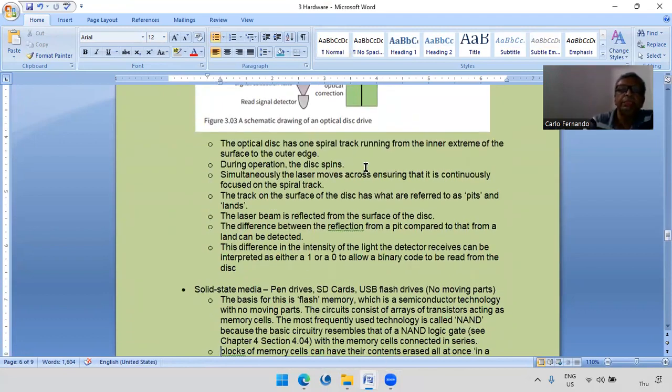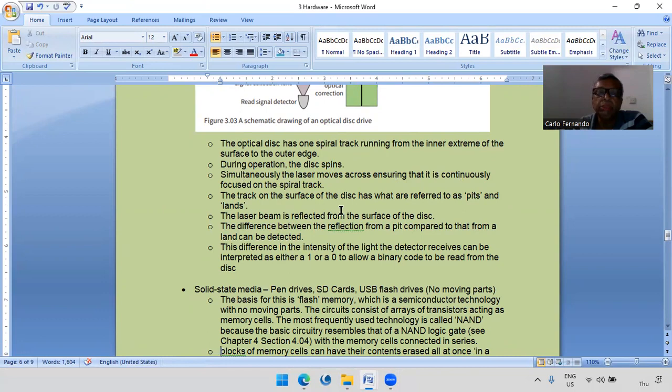During operation, the disc spins, all right, that we know. Simultaneously, the laser moves across, ensuring that it is continuously focused on the spiral track. So in the hard disk, the read-write head moves. Same way here, the laser moves across, ensuring that it is continuously focused on the spiral track.